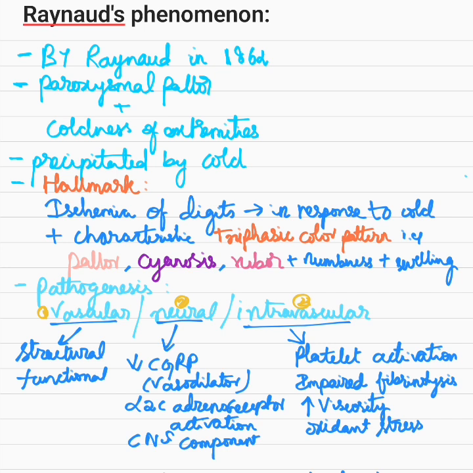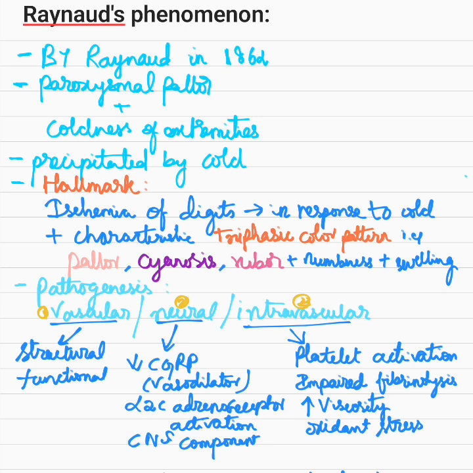So, Raynaud's phenomenon was first described by Raynaud in 1862. This is characterized by a phenomenon of paroxysmal pallor with coldness of extremities. This is precipitated by cold. Coming to the hallmark feature of RP, there is going to be ischemia of digit, which occurs in response to cold. Along with this, there is going to be a characteristic triphasic color pattern. That is, there is going to be pallor, cyanosis and rubor along with numbness and swelling.